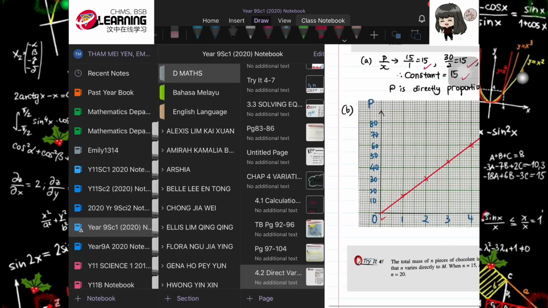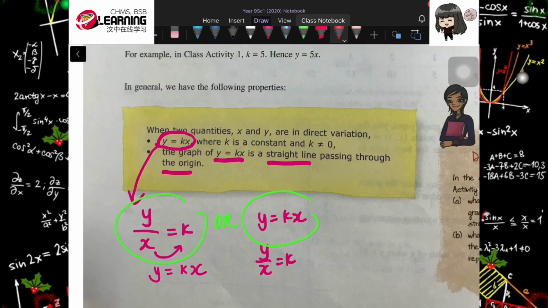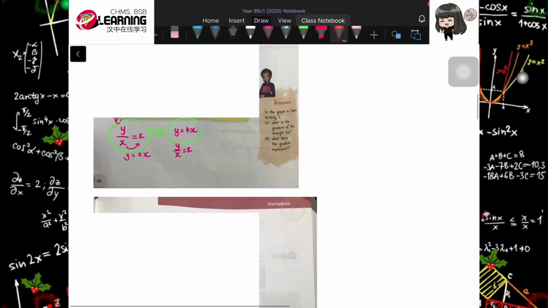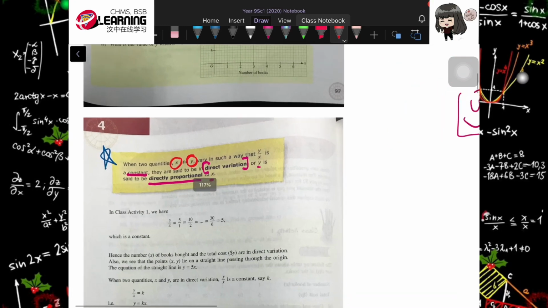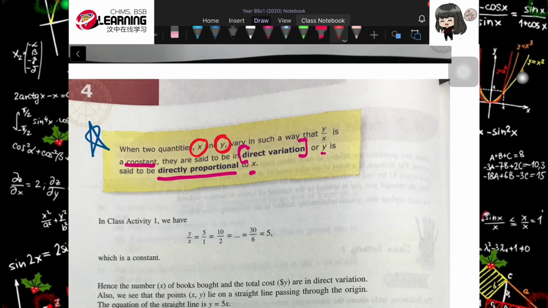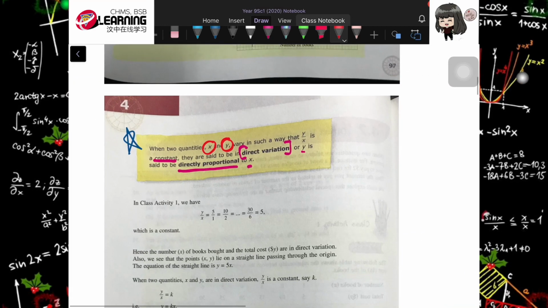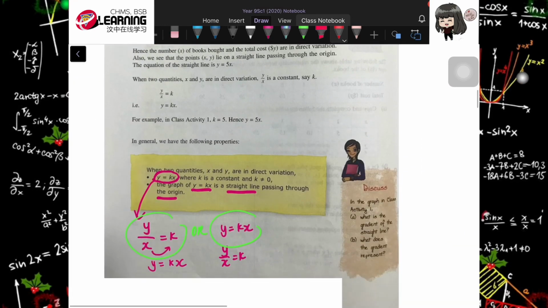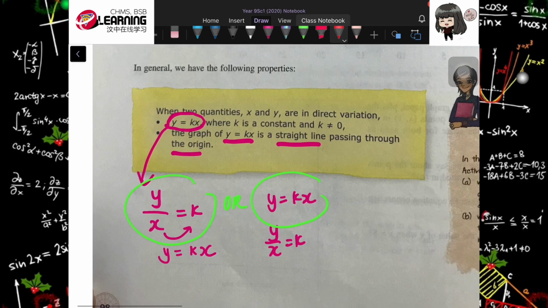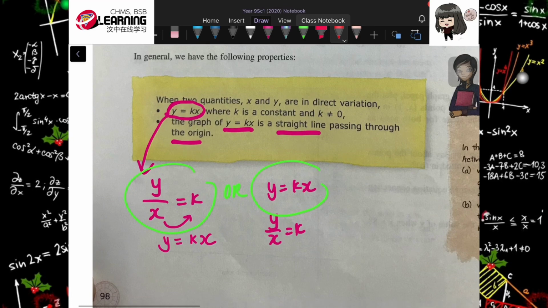So today, let's recap a bit on direct variation. If you divide y by x, y over x is a constant, then it is said to be a direct variation. Or you can write y equals kx. Y equals kx, and it's a straight line passing through the origin.